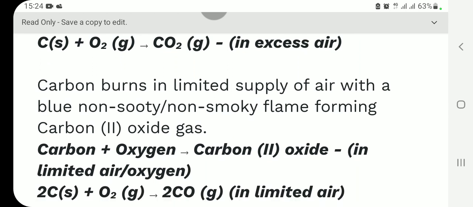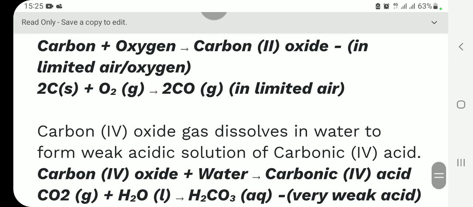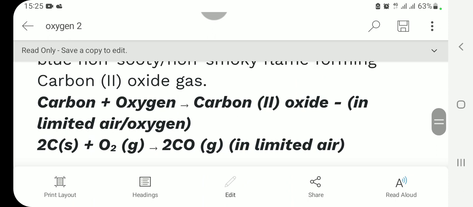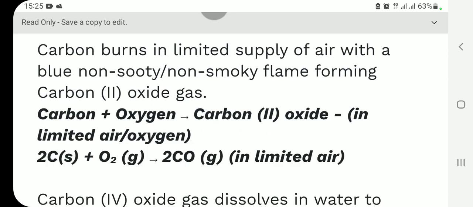Carbon burns in a limited supply of oxygen. The previous one was in excess oxygen; now we go to a limited supply, meaning oxygen is less. When carbon burns with a limited supply of oxygen, you obtain carbon monoxide, which is CO. The other one was CO2 with excess supply of oxygen. Carbon plus oxygen in limited supply gives carbon monoxide.